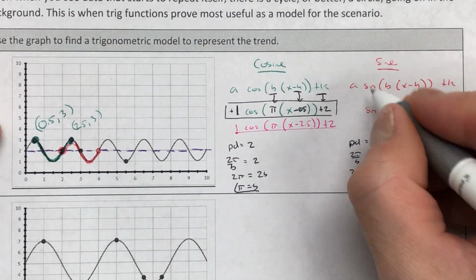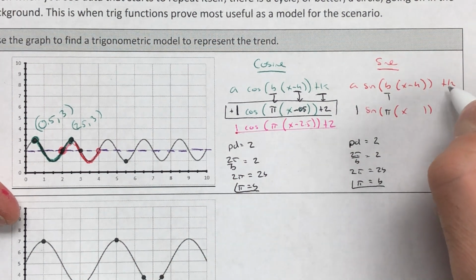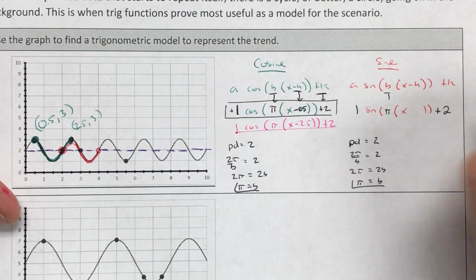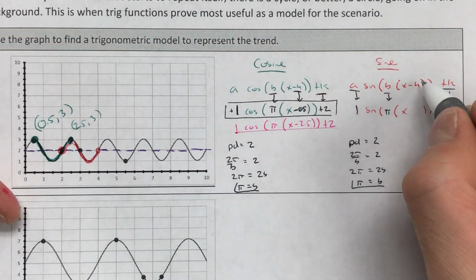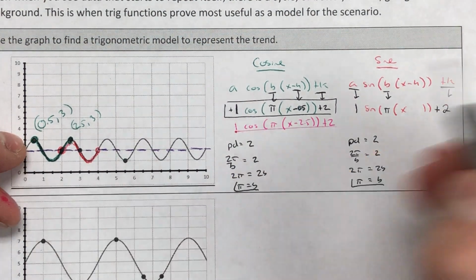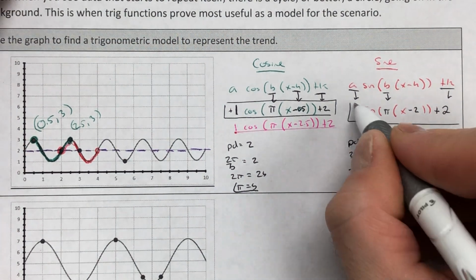My amplitude would be the same. It still has an amplitude of a positive 1. My height, or my vertical displacement, would still be the same. I'd still be moved up 2, so that'd still check out. The only thing, again, that would be different would be my h. How far left or right have I moved? Well, I've moved right 2, so minus 2.